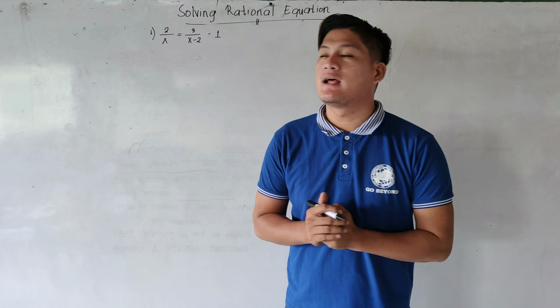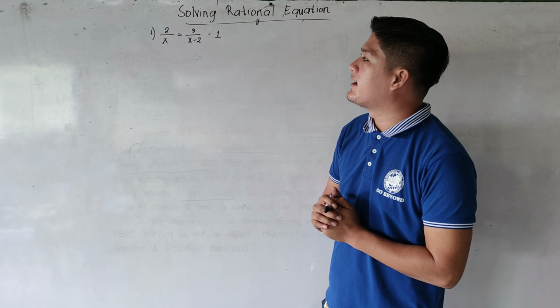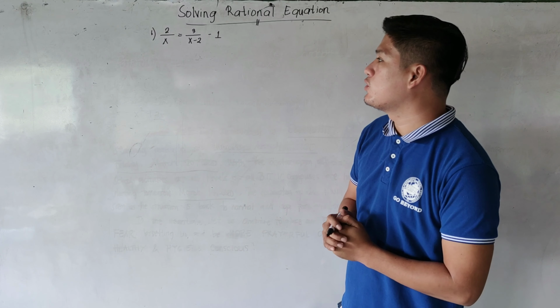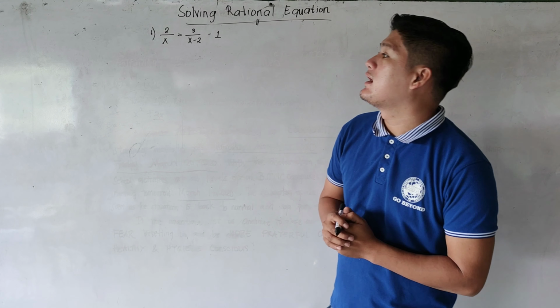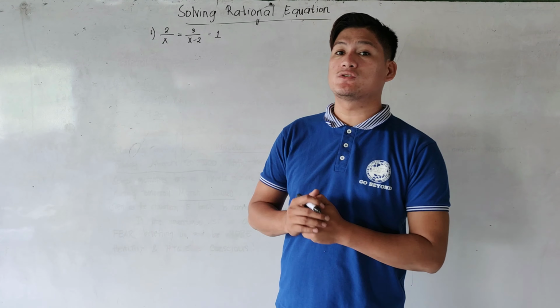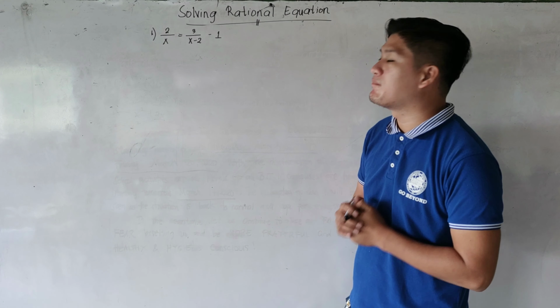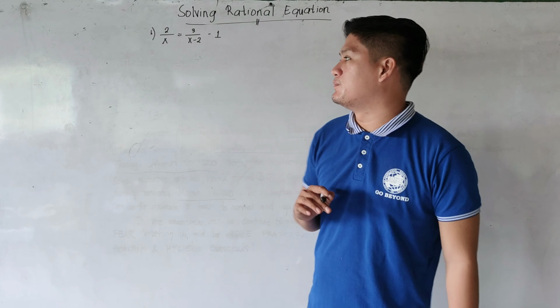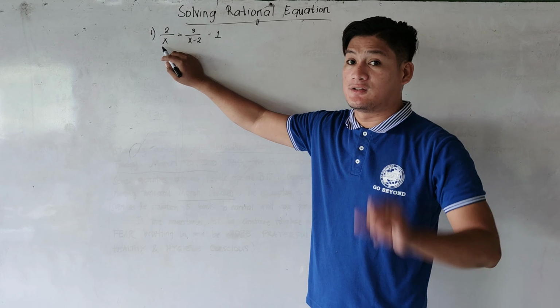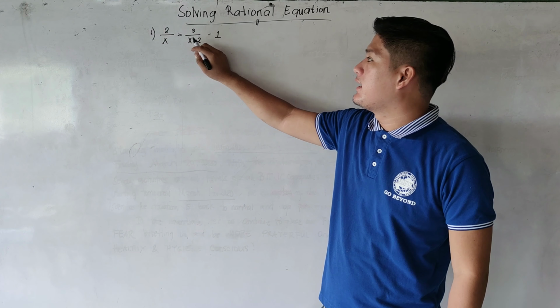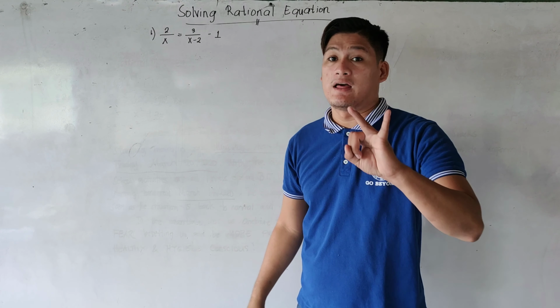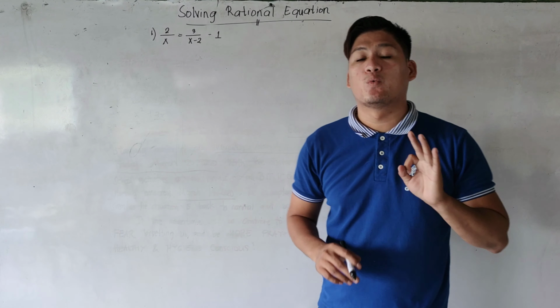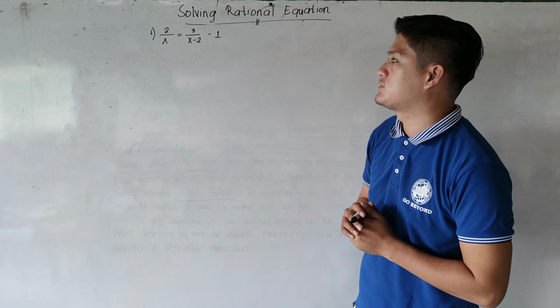Okay, so let's start. We have here the given equation: 2 over x is equal to 3 over x minus 2, then minus 1. In this equation, we have 3 terms: the 2 over x, the first term, the 3 over x minus 2, another term, and the negative 1. So we have 3 terms.